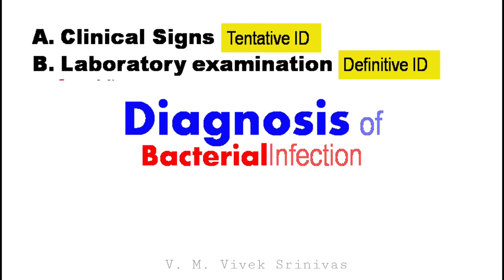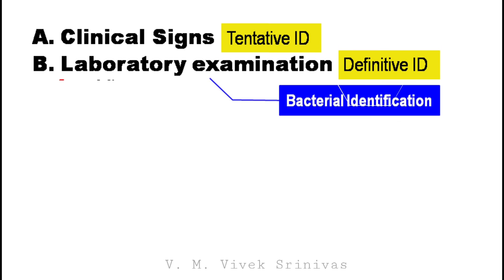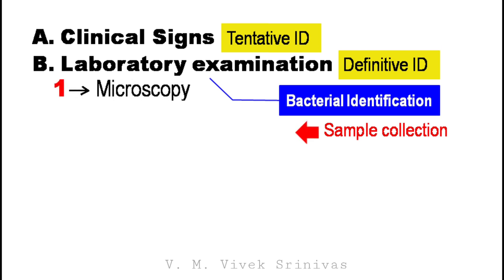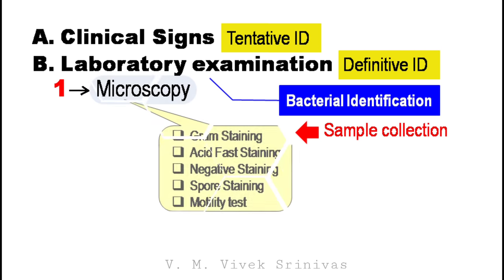By laboratory examination, we can identify the causative bacterial agent for the infection. But for that, the correct sample from the patient has to be collected based on the clinical signs. First, the collected sample can be subjected to direct microscopic examination by performing different bacterial staining techniques, like the Gram staining, the acid fast staining, the negative staining, the spore staining, and the motility test.